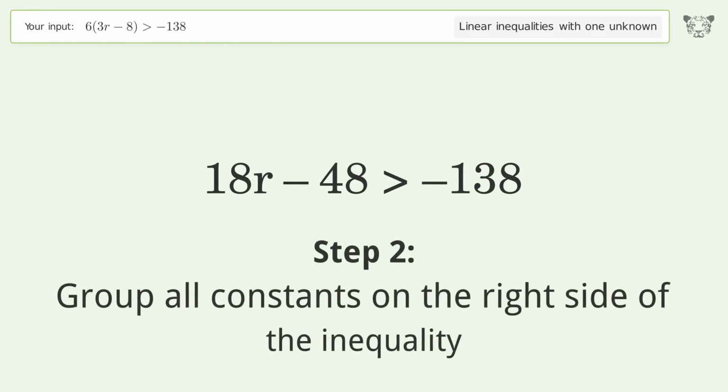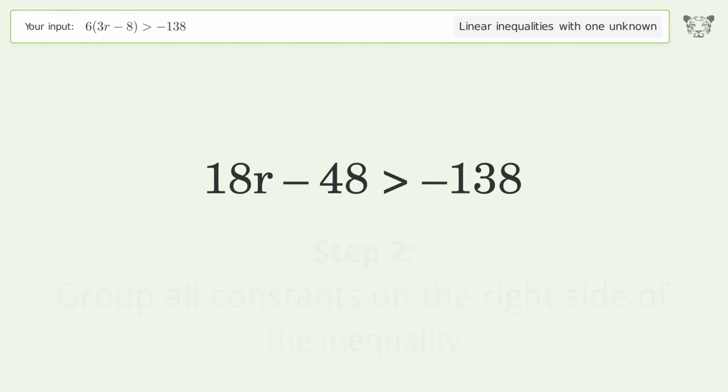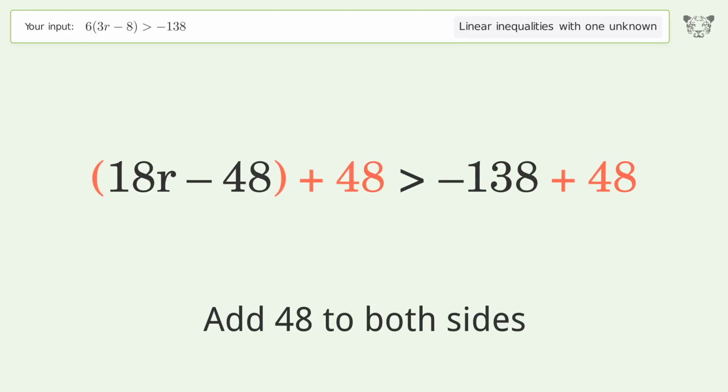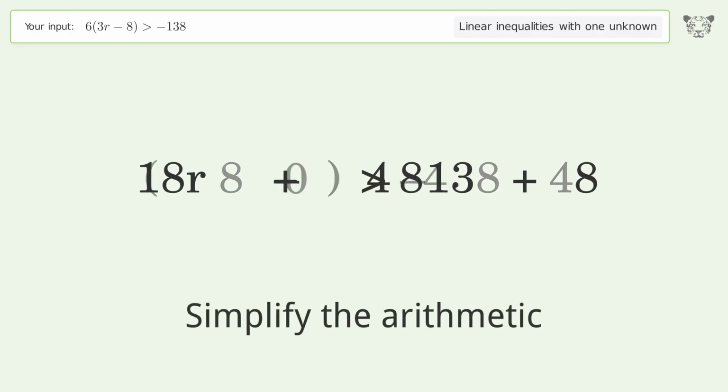Group all constants on the right side of the inequality. Add 48 to both sides. Simplify the arithmetic.